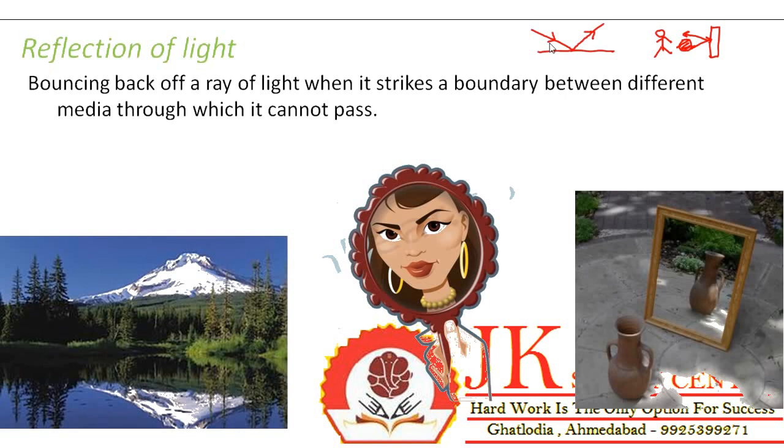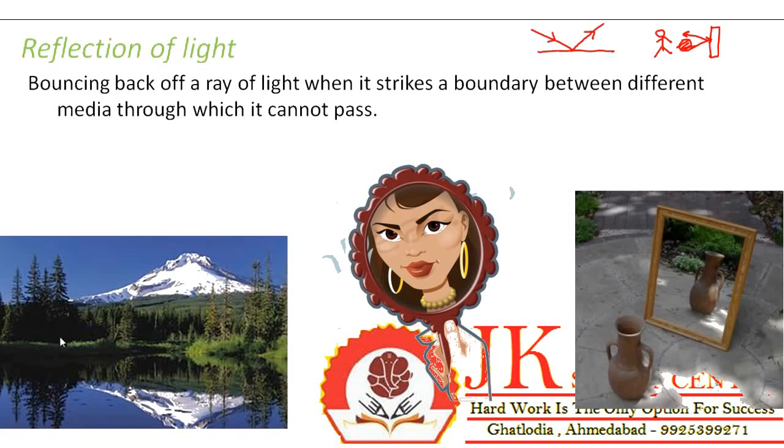That's because the rays of light from your face are falling on the mirror, but since they are unable to go to the other end, they bounce back. And it bounces back and reaches your eye, and that enables you to see your image in the mirror. Now here also, this pot is kept here and the image is observed in the mirror. The same thing is happening.